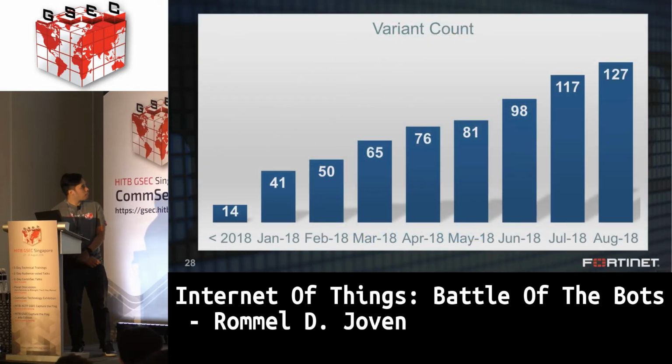Next slide. This is the variant count. Before 2018, we only identified 14 variants of Mirai. But in the year 2018, it suddenly jumped to 41 in January. This is also in line with the fact that by this time, instead of using brute force logins, Mirai variants were using known exploits. So yeah, that was a big change. We can also see the trend going up every month. By August, we already have 127 Mirai variants active.